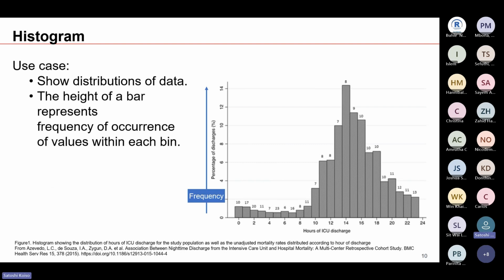Okay, so this is a histogram. It's often used to show the distribution of data, and the height of each bar, which is called a bin, represents the frequency of occurrence of values within each bin. So this graph shows what percentage of people are discharged after how many hours of ICU stay. Let's say you can see that 7% of people are discharged after 10 hours of staying in ICU.